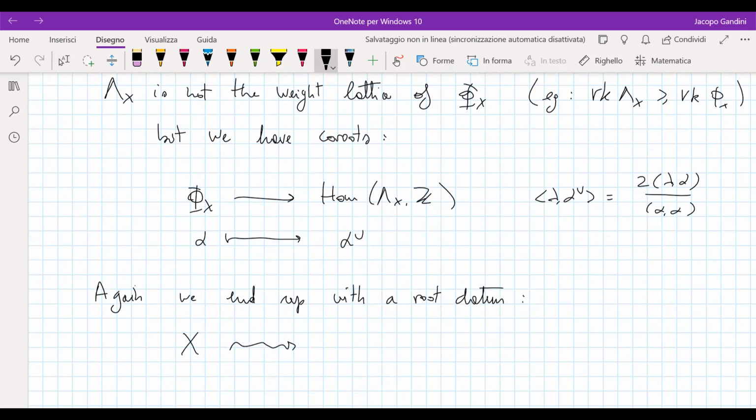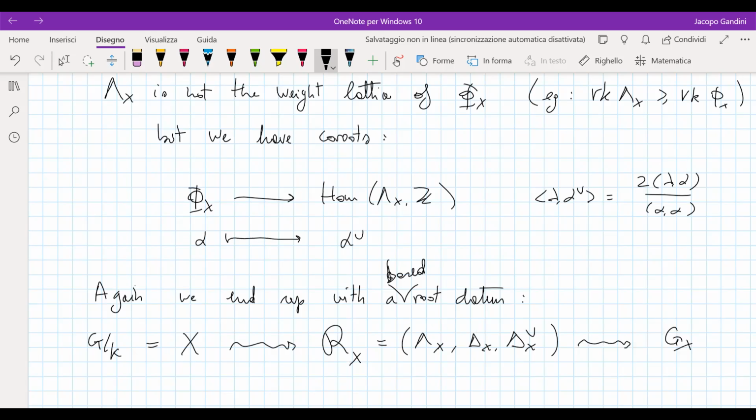We start with X, which is G mod K. We have this root datum Rx, which is the triple, so it's a based root datum again: Lambda X, Delta X, Delta X check. So these are just the simple co-roots. And this determines a reductive group GX, if you want, with a Borel subgroup.